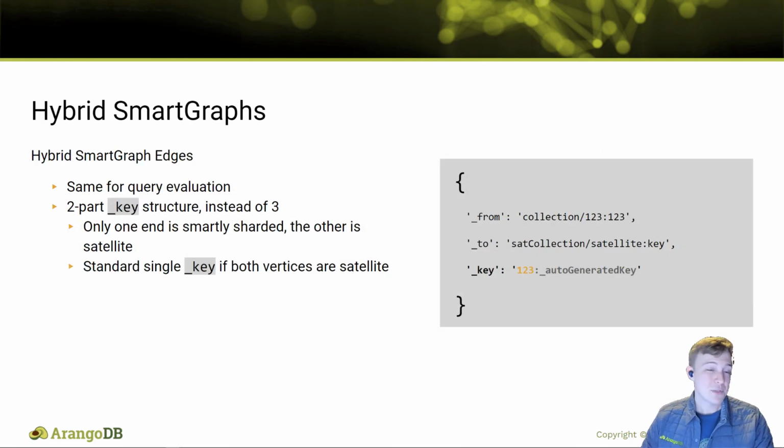With hybrid smart graphs, one change that comes with them, compared to standard smart graphs, is that the underscore key structure is a two-part structure rather than three. This is a natural result of the satellite collection not needing to have a smart graph attribute. If you have edges with satellite vertices on each side, then the underscore key value will be the standard one-part underscore key value, since neither document is involved in the smart sharding.